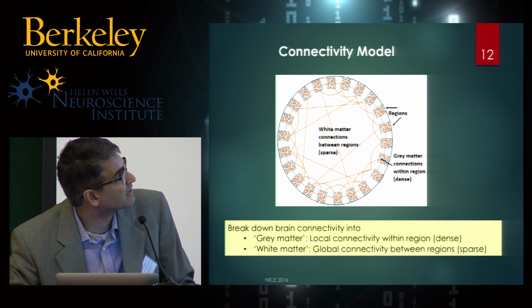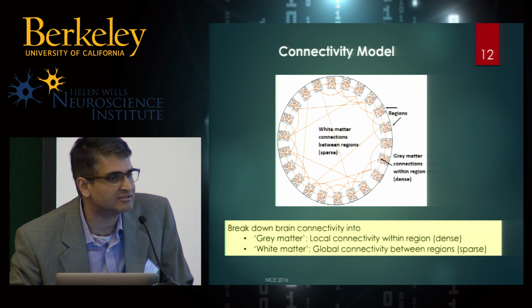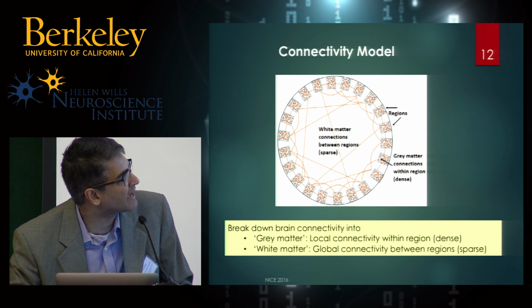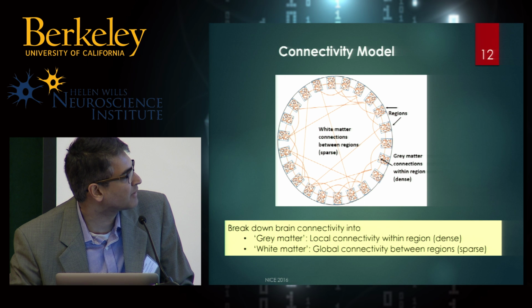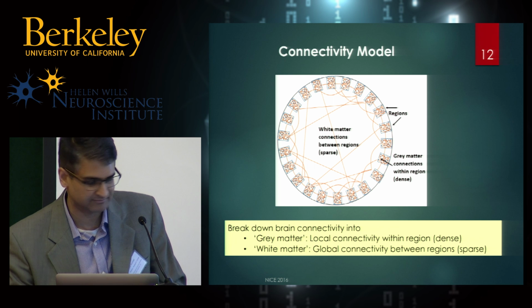So the connectivity model that we came up with looks something like this. It consists of regions which have gray matter, very dense connections within them. And then between these regions, we have white matter connections, which are much sparser. So the gray matter, again, corresponds to this local connectivity within a region. White matter is global connectivity between regions.